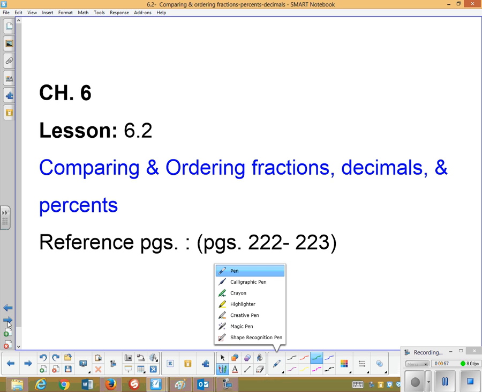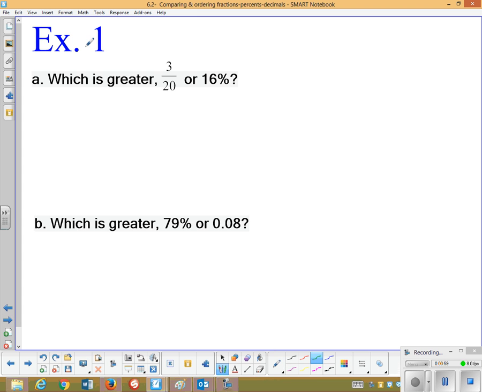Okay, so I have here our first example. It says here, which is greater? I have a fraction and I have a percent. Notice they're not the same kind of number. One's a percent and one's a fraction. So you need to decide, do you want to make it all fractions or all percent? Looking at the two, I feel that percents would be the easier way for this example. It just depends. Sometimes it might be the other way.